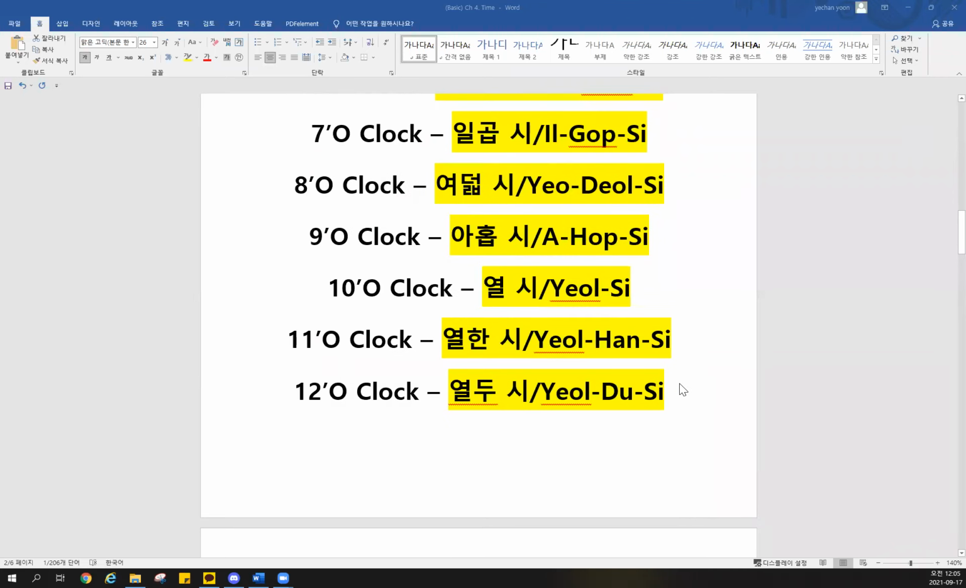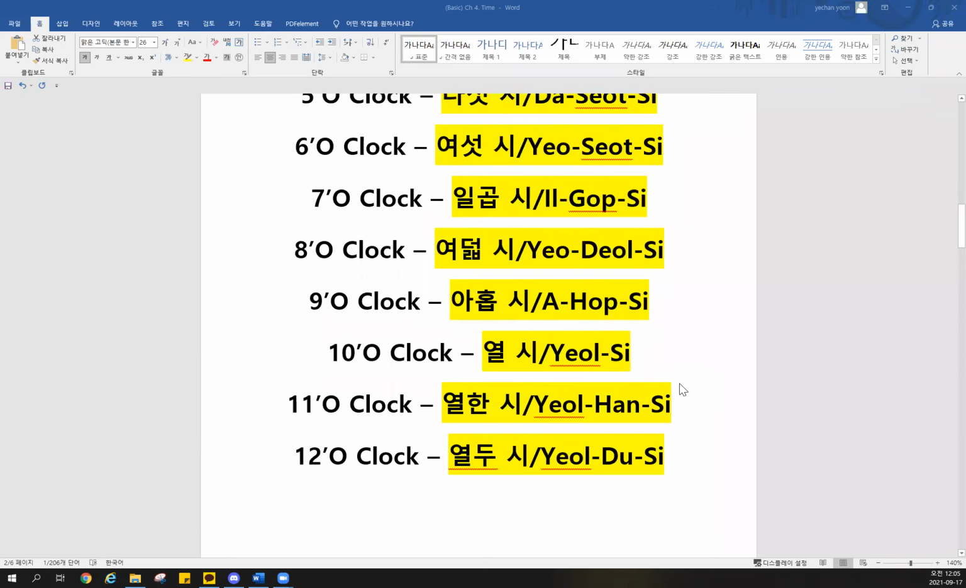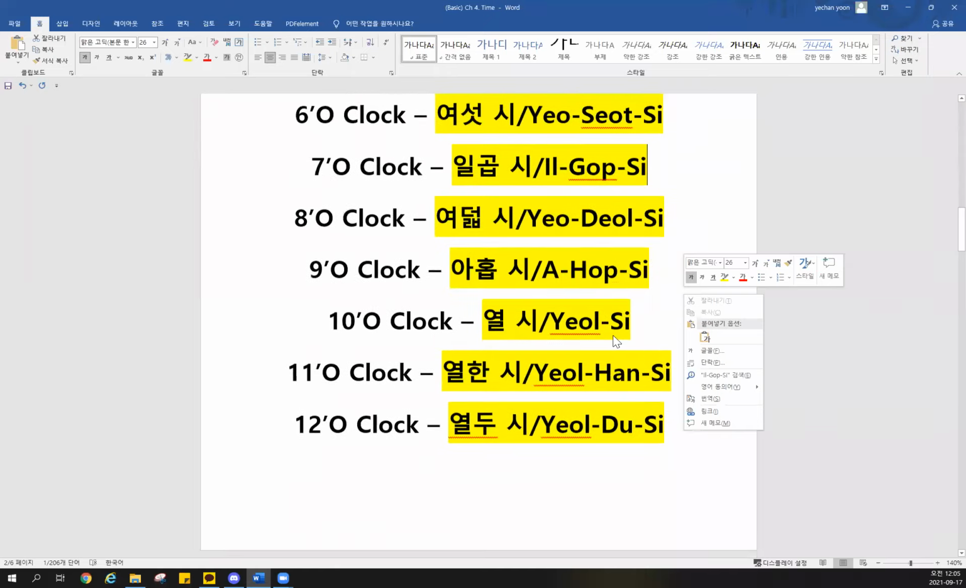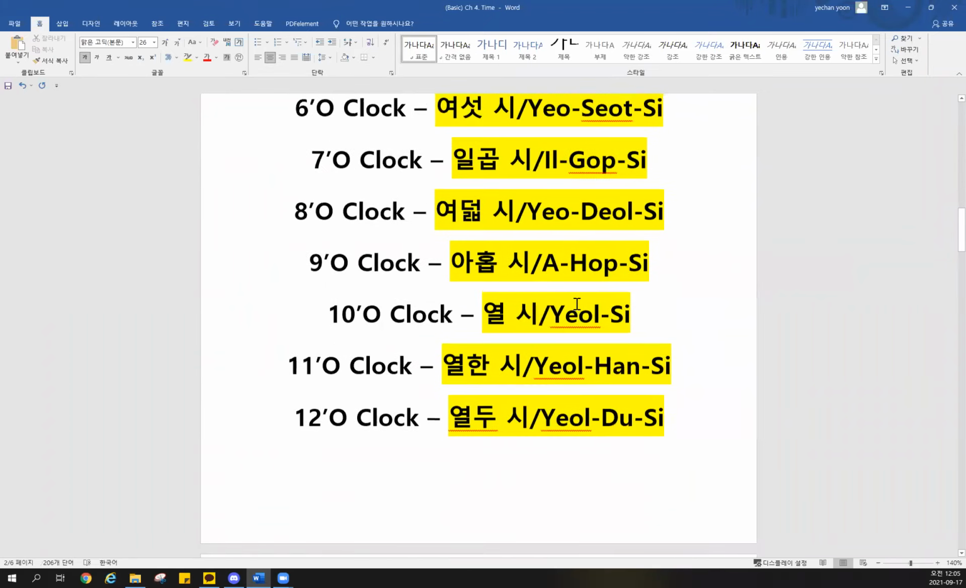That was the hour, how you can do reading and writing. Okay, writing was simple, right? Just use the number and the counting word. That's all, just like this. Okay, then how about the minute?